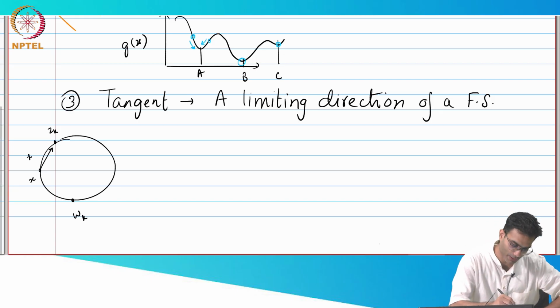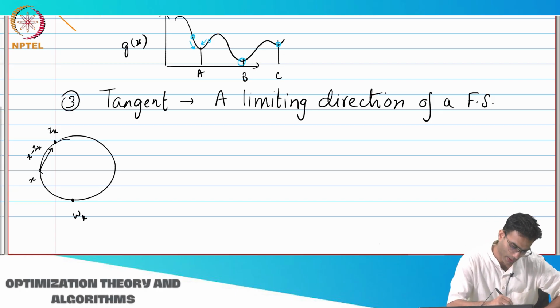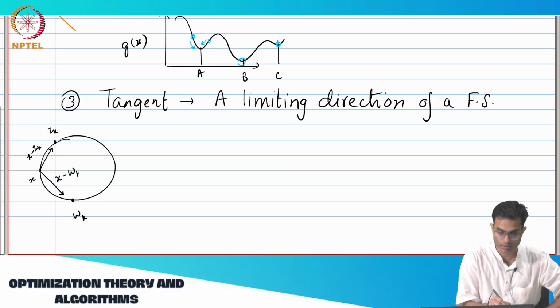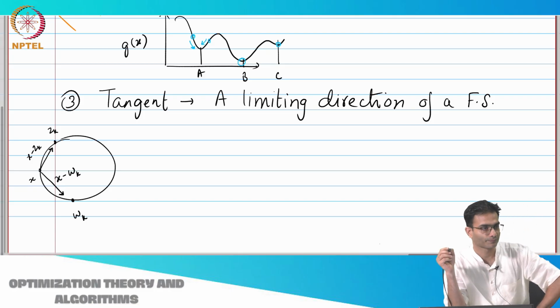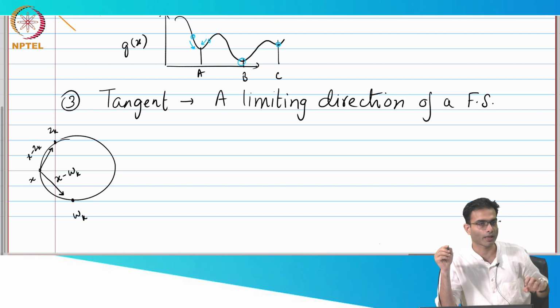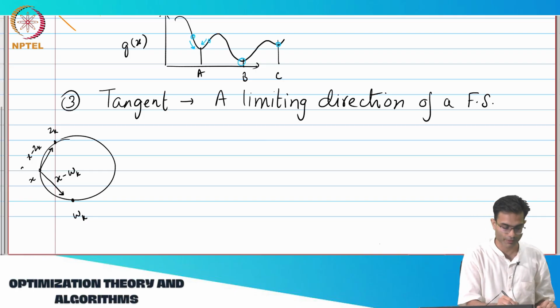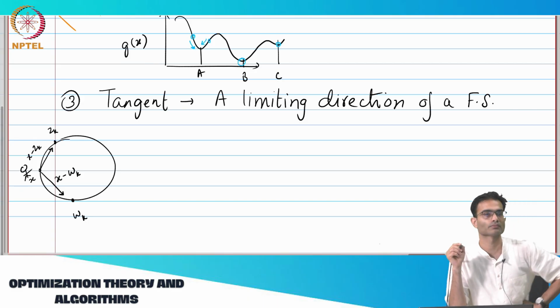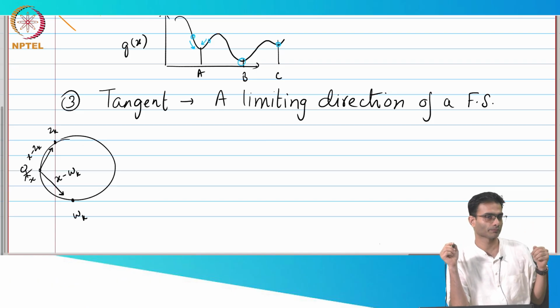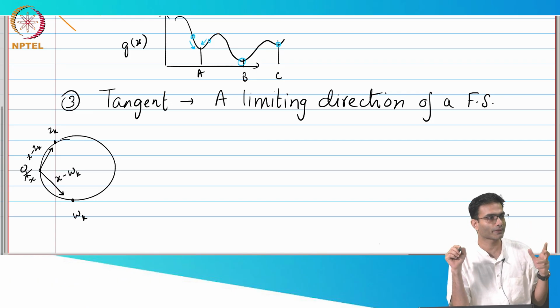Similarly, let's write this. This is x minus zk. Then I can also construct a vector like this. This is x minus wk. Now, what am I defining the tangent as? A limiting direction of a feasible sequence. Now, imagine what will happen. Supposing I am standing at the point x, and I am watching the feasible sequence come and collide into me. Can I think of a limiting direction?